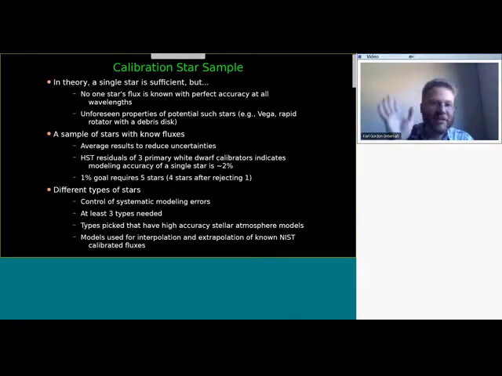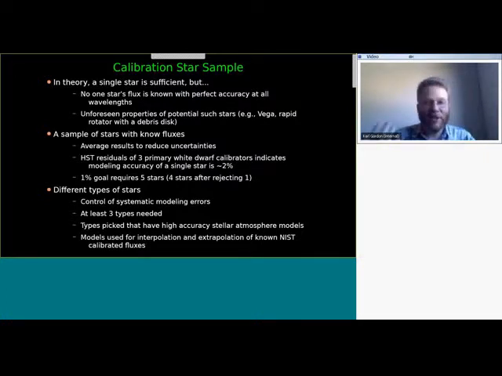A single star would be sufficient, but if you had one star you knew really well, that's all you'd have to observe. I've already started to say why that's maybe not going to happen, but just to emphasize, no star's flux is really known to perfect accuracy. And there have been unforeseen properties of potential such stars that really caught us out in the past. And Vega is the poster child for this.